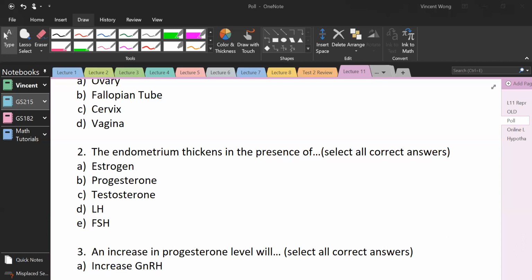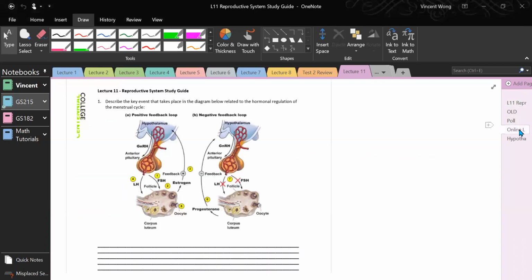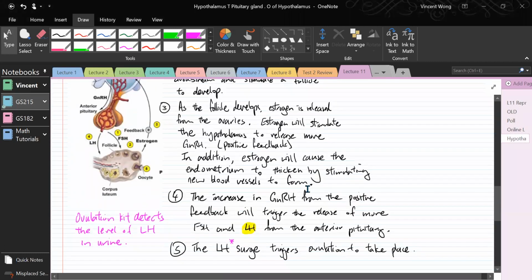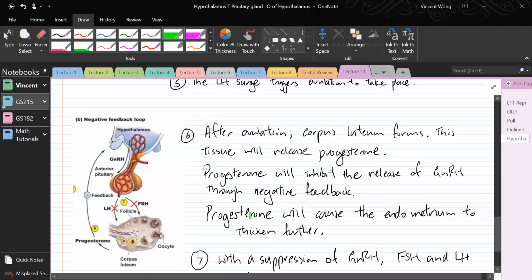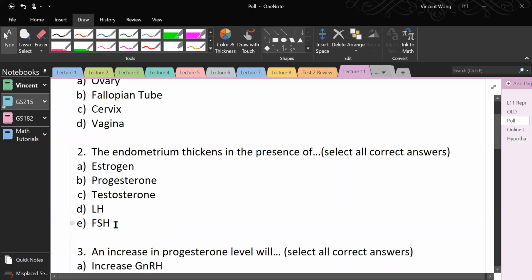All right. It is the estrogen and the progesterone, right? So let's take a look at the notes that we took. Over here, we can see, right? Estrogen will cause the endometrium to thicken. And then over here, progesterone will cause the endometrium to thicken, right? So those are the answers. Not the LH, not the FSH. The LH triggers ovulation. FSH causes the follicle to develop, right?